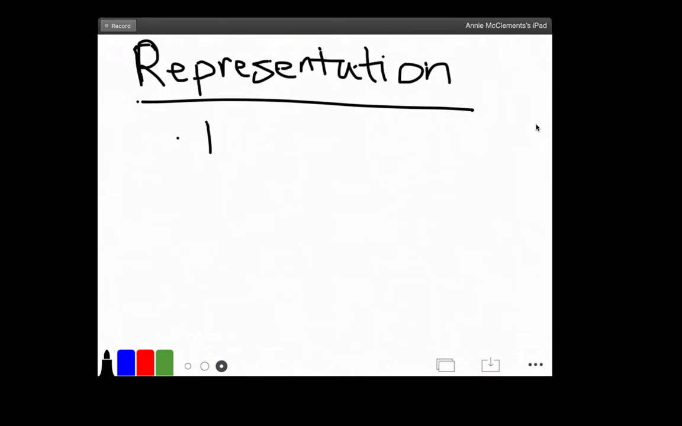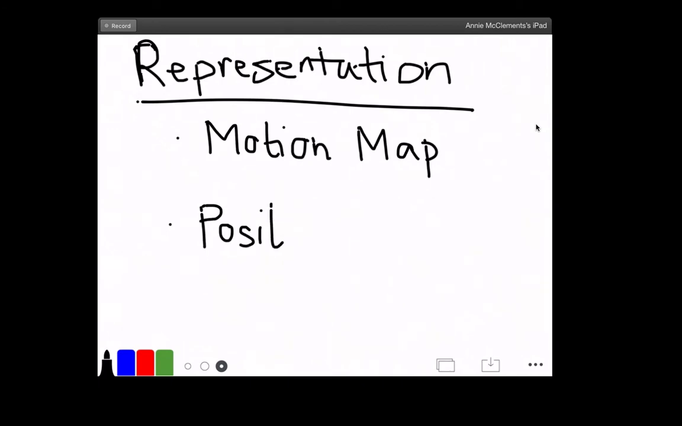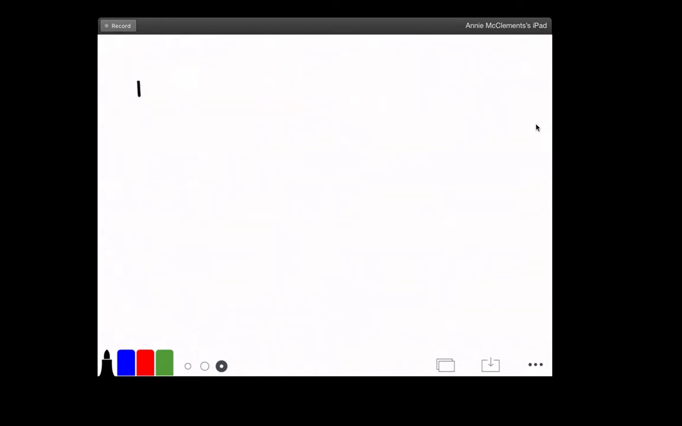The first one is going to be a thing called motion maps. These are pretty cool. These might be my favorite representation of motion. Not super practical, but a cool skill to know. And the second is going to be a simple position versus time graph. Okay, this is going to look familiar if you've had any algebra, but we'll talk about that when we get there. So let's start off with a motion map.